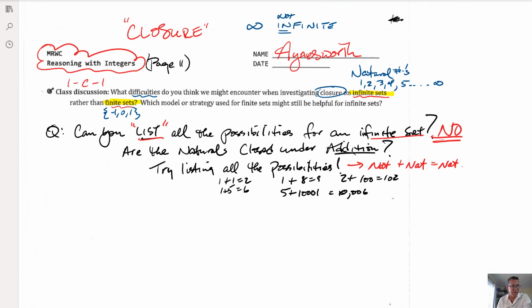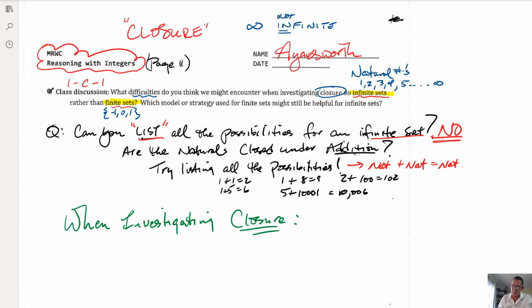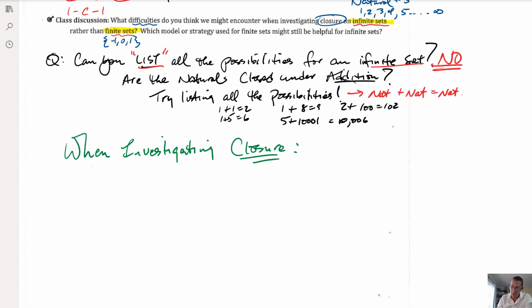But what we want to do is this. When we investigate closure, let's go back to the main question. When investigating closure, let's make sure we do a few things. The keyword is closure. The first thing you do is try to explore all the possibilities. You're going to hear me say this all the time: explore the possibilities.